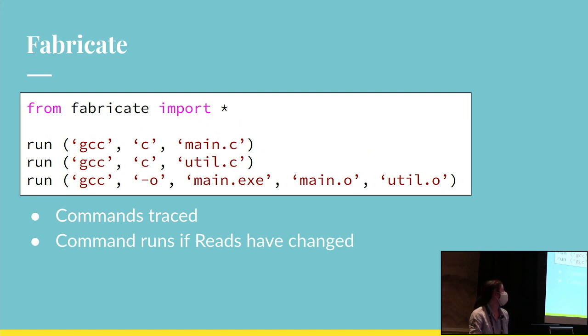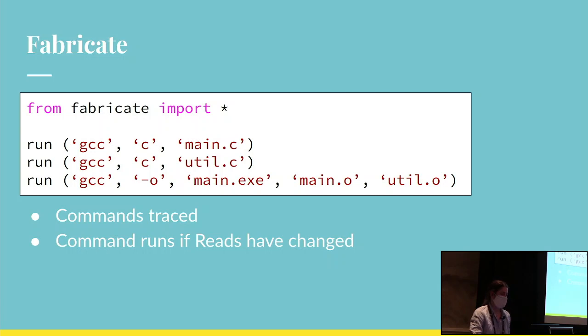So the first forward build system that we model is Fabricate. And a Fabricate build script is written in Python. This is an actual Fabricate build script. So the commands are traced when they're run, and then they're recorded in a memory with the files that they read. So when Fabricate decides if it wants to run a command, it looks in the memory and says, oh, have I run this before? And the reads haven't changed. Well, then I don't need to rerun the command.